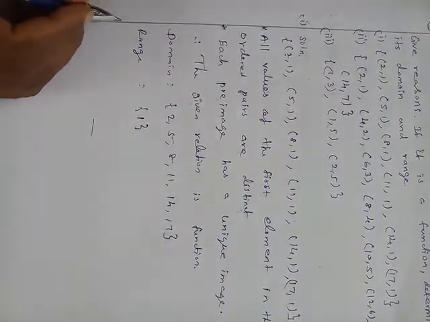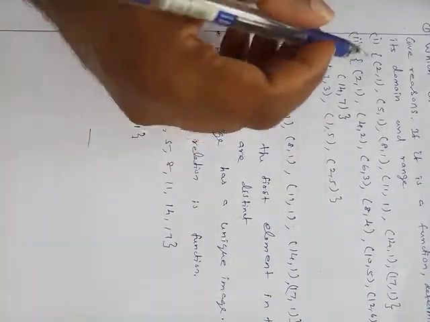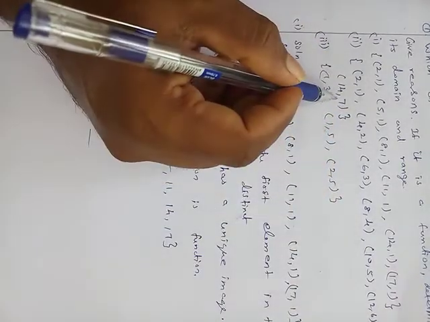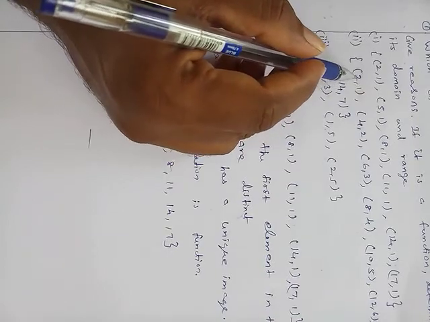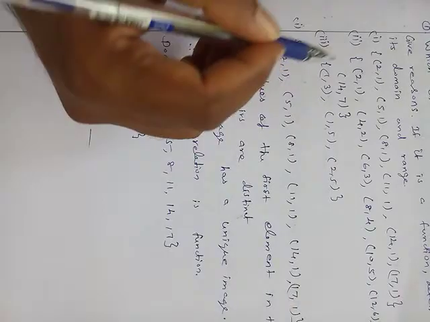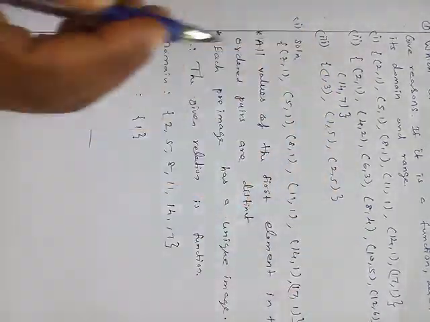Next problem, the second one. Same as the first. Here the first elements are distinct, so it is a function, and the domain is 2, 4, 6, 8, 10, 12, 14 and the range is 1, 2, 3, 4, 5, 6, 7.